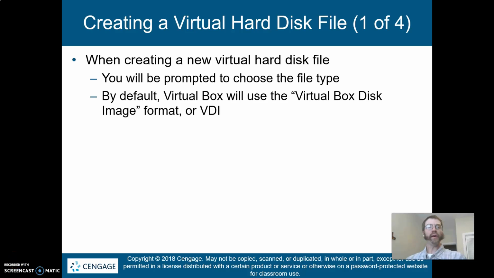Okay, we're going to talk about virtual hard disk files now, specifically creating them. When you create a new hard disk file, you're going to be prompted to choose the file type. Now, the native format for VirtualBox is the VirtualBox disk image format, or the VDI. Do not confuse this with Virtual Desktop Infrastructure, which we will talk about later. This is a virtual drive format.